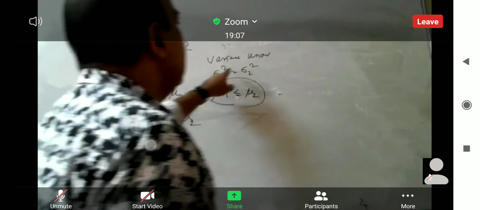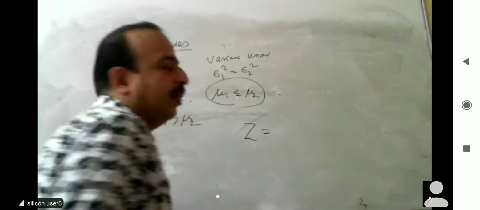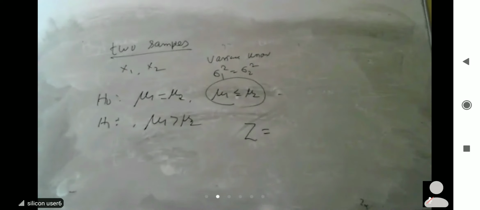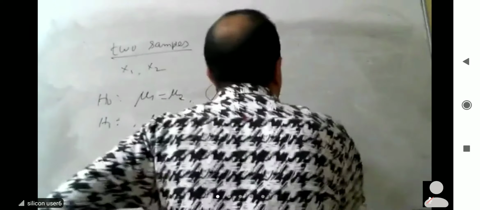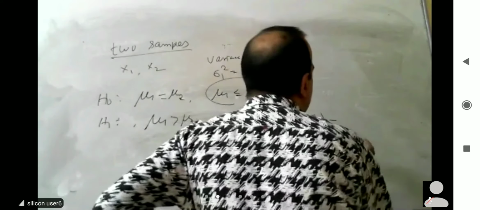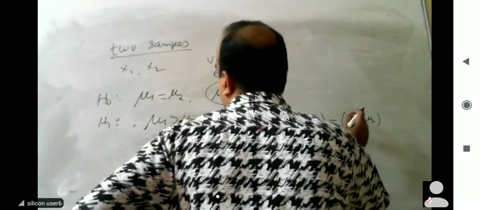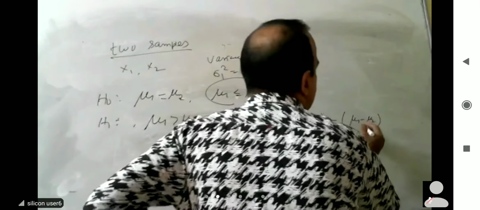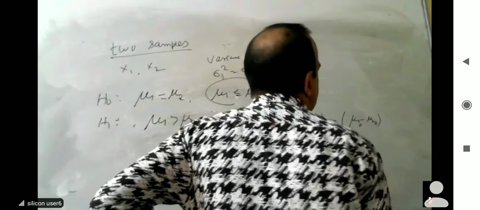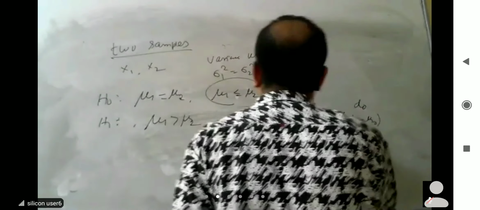If the variance is known, which formula will apply? Which test? Z test. What is the Z test formula? X1 bar minus X2 bar, minus mu1 minus mu2, not mu1 minus mu2 exactly, you can write that as D0, or the difference of the 0.